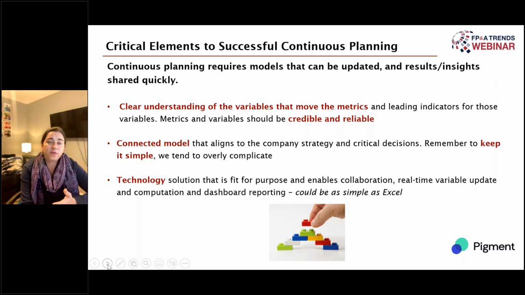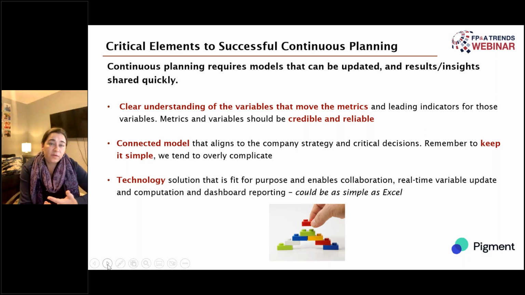The same can be said for too simple. All of this needs to be supported by a technology solution that enables real-time collaboration from various model owners, assumption, input owners, which will allow you to do crowdsourced planning.